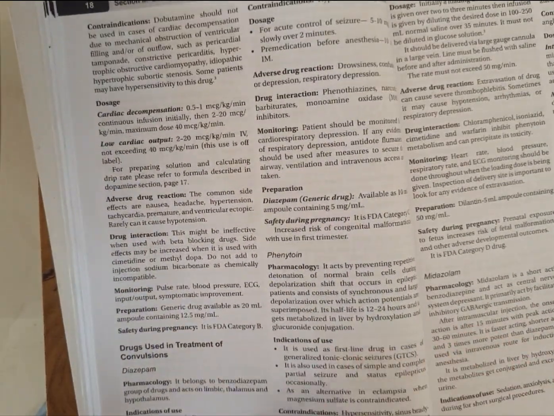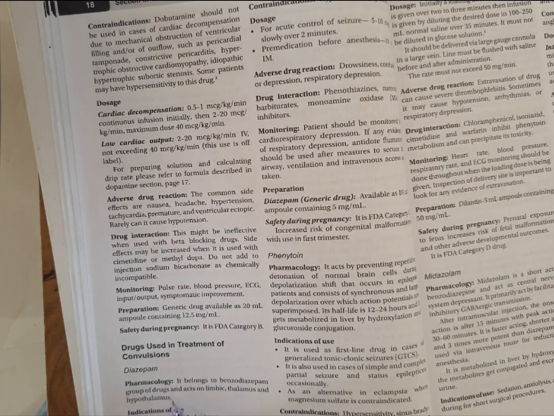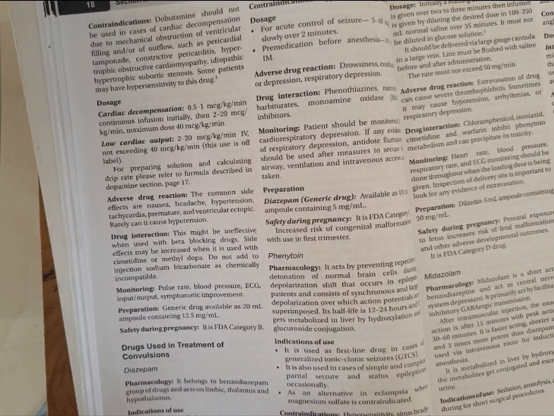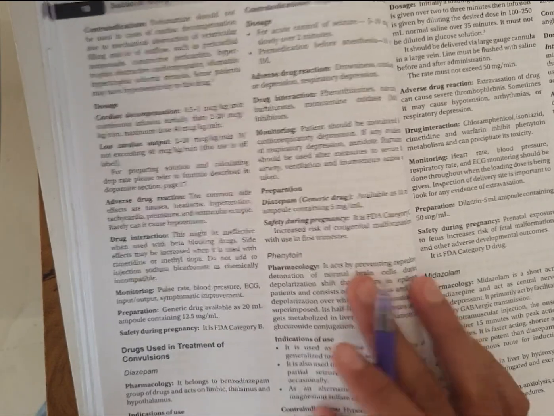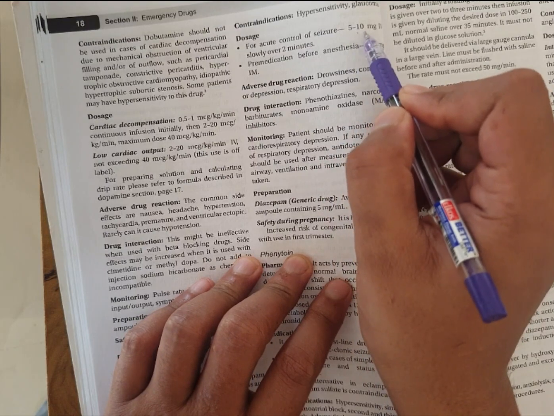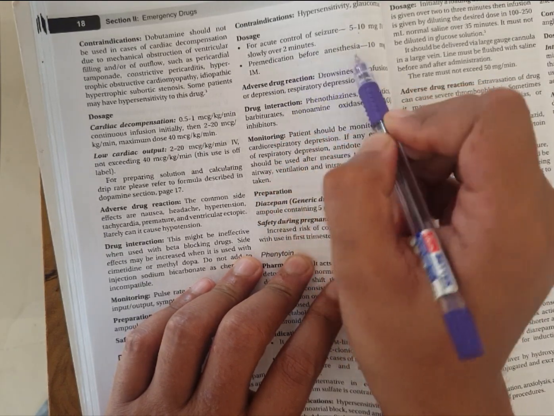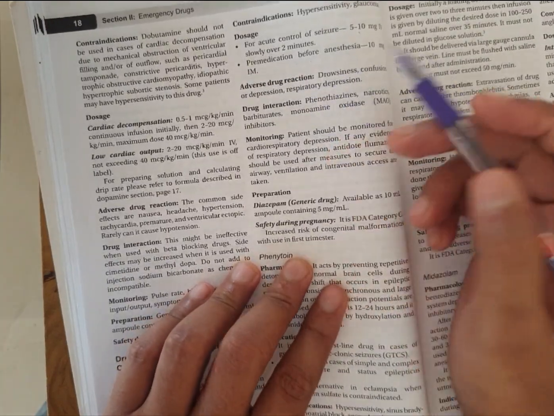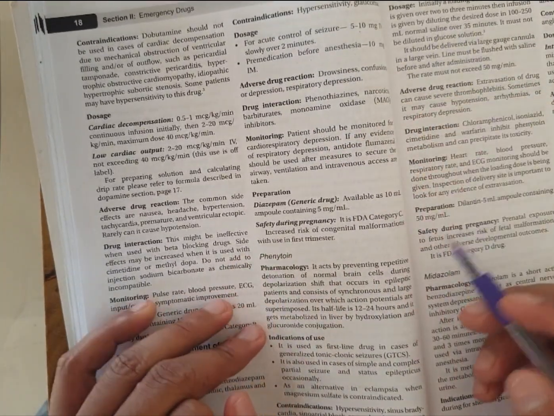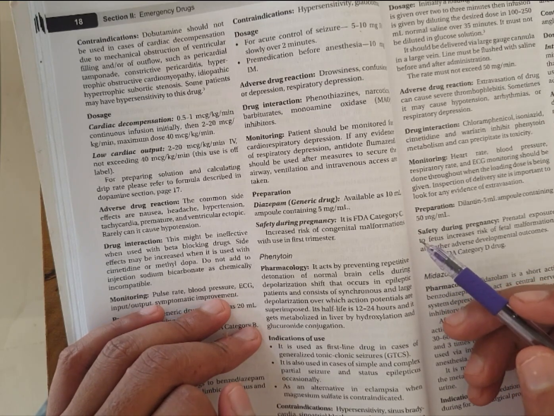Drugs used for convulsion: diazepam belongs to the benzodiazepine group of drugs. For acute control of seizure, you can give 5 to 10 mg IV slowly over 2 minutes. For pre-medication before anesthesia, 10 mg IM. Okay, diazepam is a category C drug.